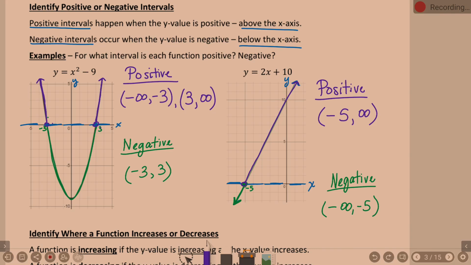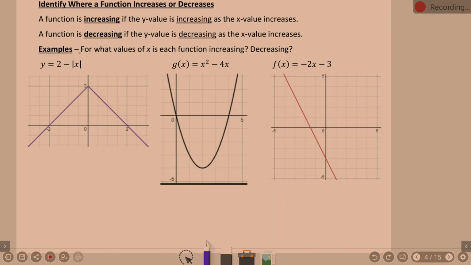And that is talking about where a function increases or decreases. So positive or negative is basically above or below the x-axis. Increasing or decreasing: is it going up or is it going down? Officially, a function is increasing if the y value is increasing as the x value increases. That's just saying as you move to the right on the graph. If your y value is increasing, your graph is increasing.